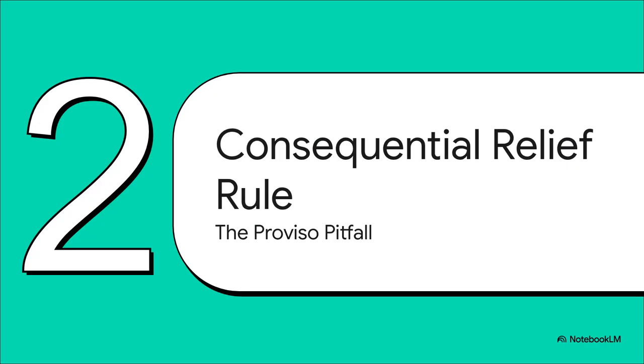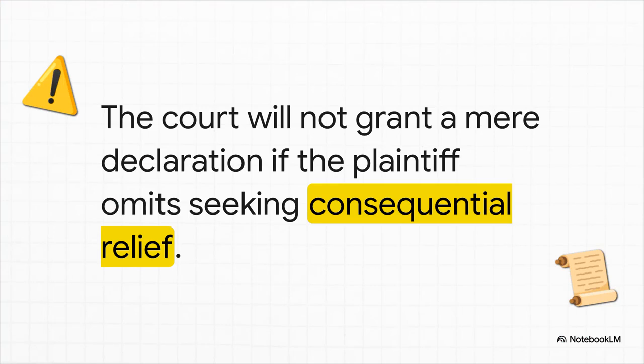Moving right along to Section 2, the Consequential Relief Rule, also known as the Proviso Pitfall. Now that we know the basic steps, consider yourself warned. A lot of well-intentioned plaintiffs completely tank their cases on a technicality called the proviso. The rule here is absolute. A court will not grant a mere declaration if the plaintiff is able to seek further consequential relief but completely omits to do so. Your action step here is critical.